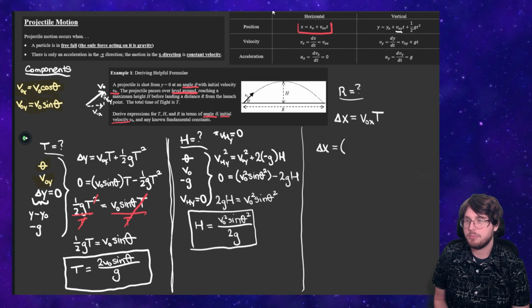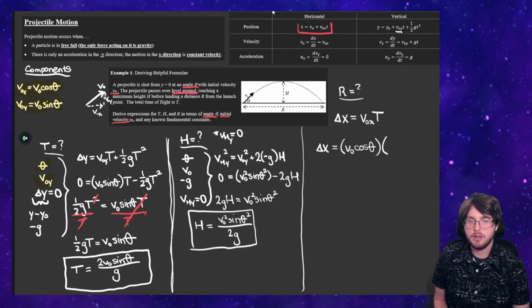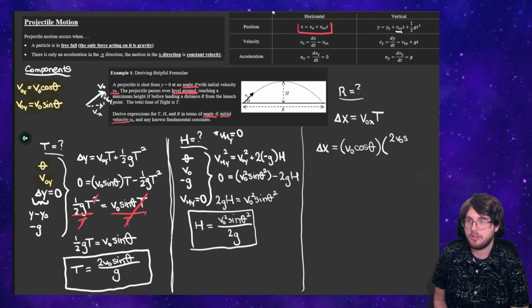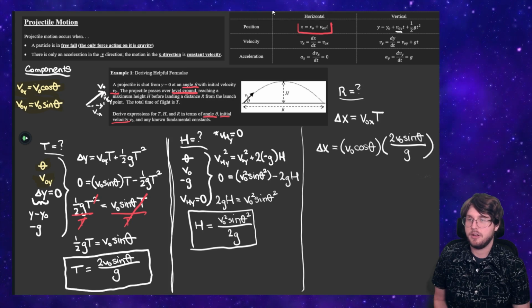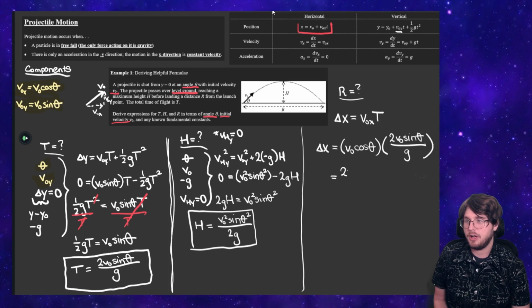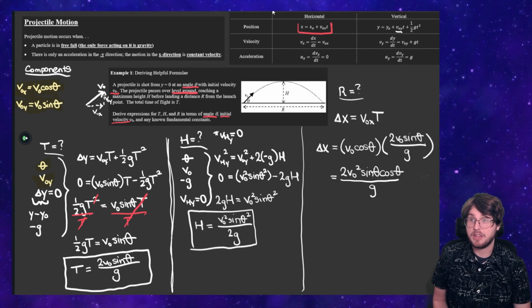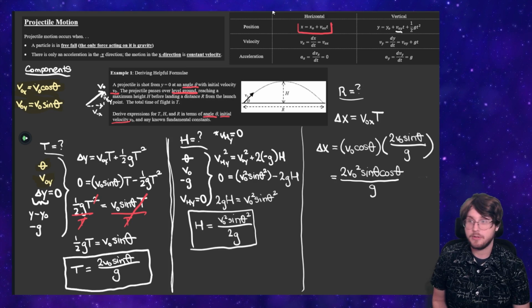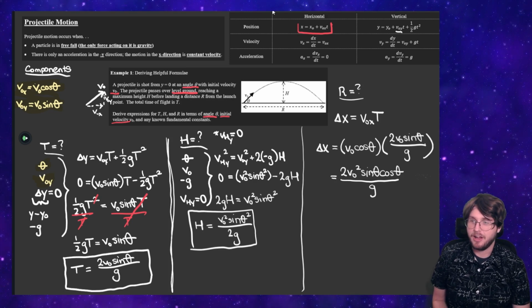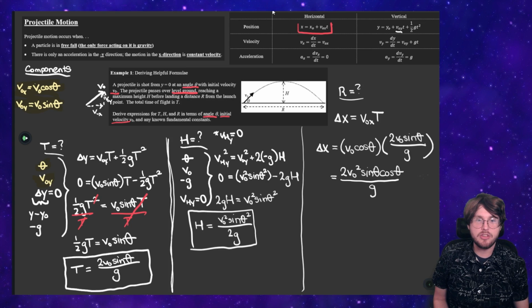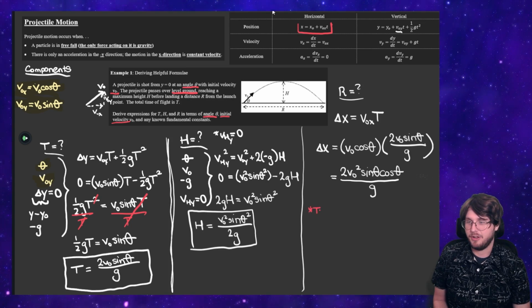So over here, we're going to plug in v naught times cosine of theta this time. And big T, we're very familiar with. That's 2 times v naught times sine theta divided by g. And as a result, we will get 2 v naught squared sine theta cosine theta all divided by g. You might be thinking, that's a bit of an ugly equation. You are right.